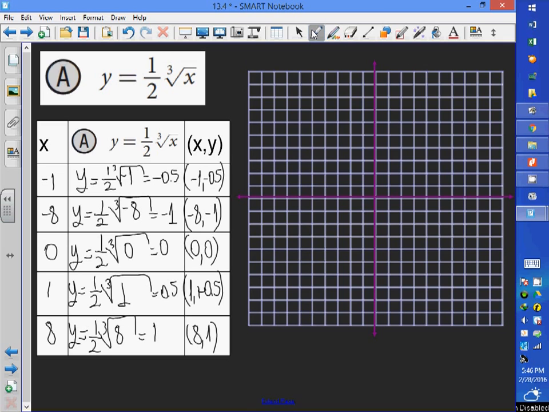Negative 1 goes to negative 0.5. It will be in the middle. And negative 8 goes to negative 1. 1, 2, 3, 4, 5, 6, 7, and 8. Negative 1 is here. And 0, 0 is 0. And 1 and positive 0.5. And 8 and 1 is over here. So let's make the graph.